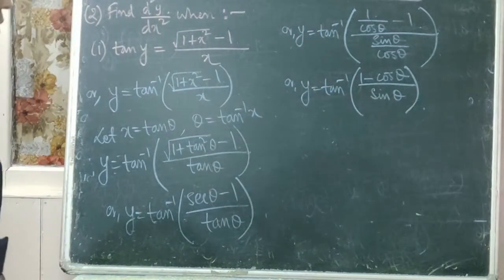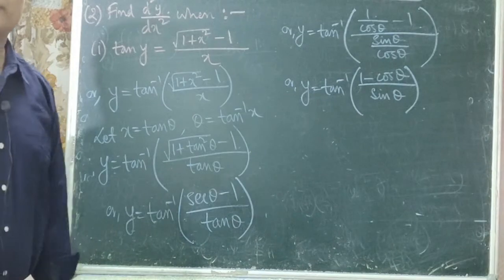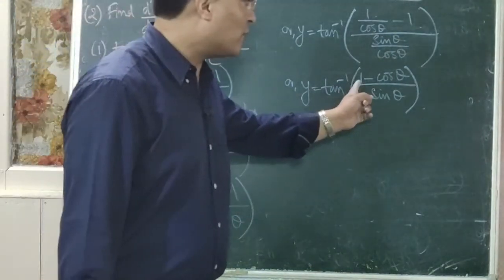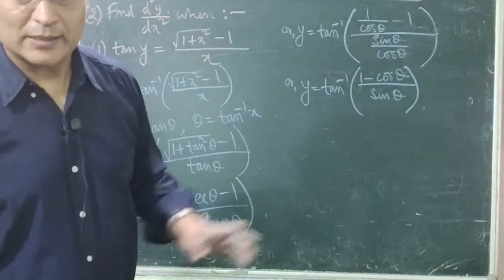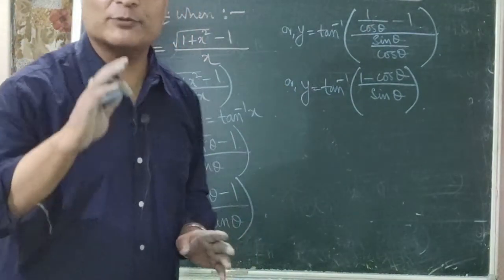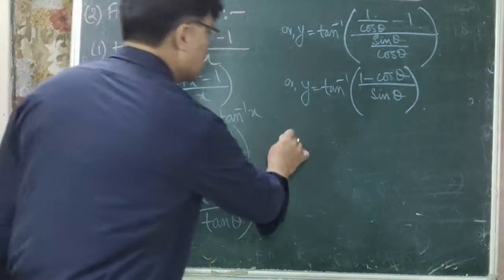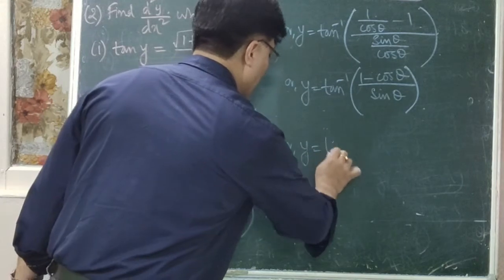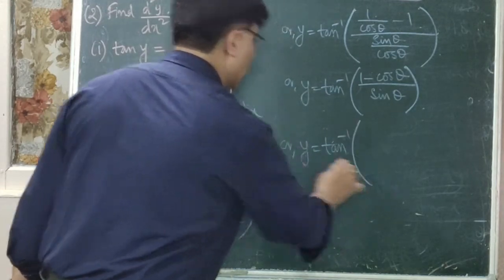Okay. So again, you have to use the formula from trigonometry. You know the formula of 1 minus cos theta, isn't it? And you know the formula of sin theta from sub multiple angle. So let us use the formula in this case. Y is equal to tan inverse within bracket.